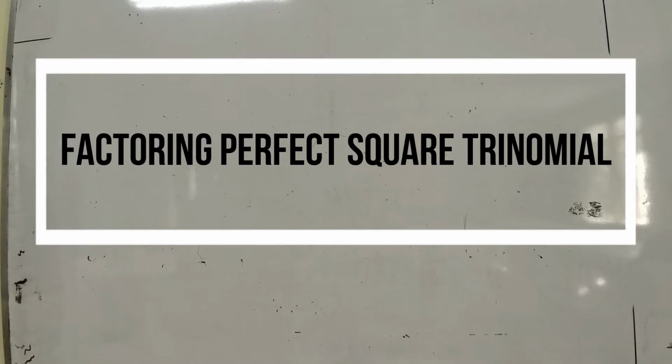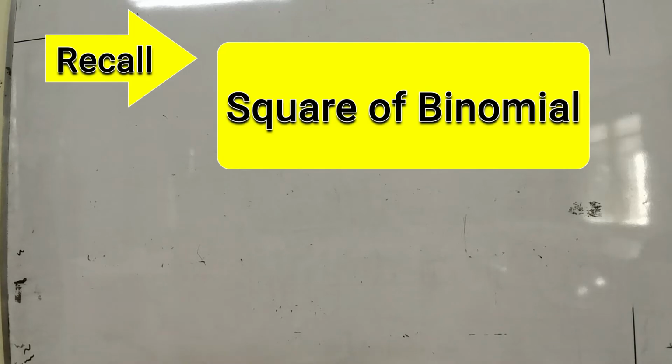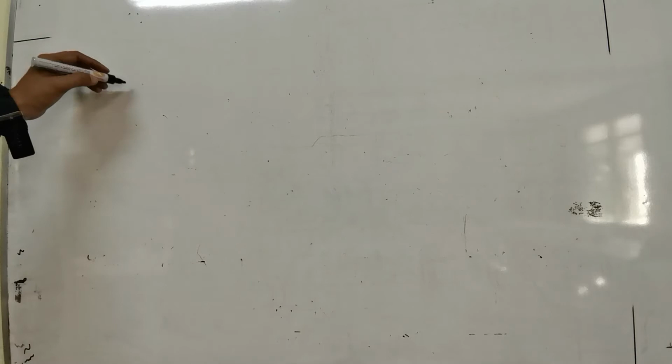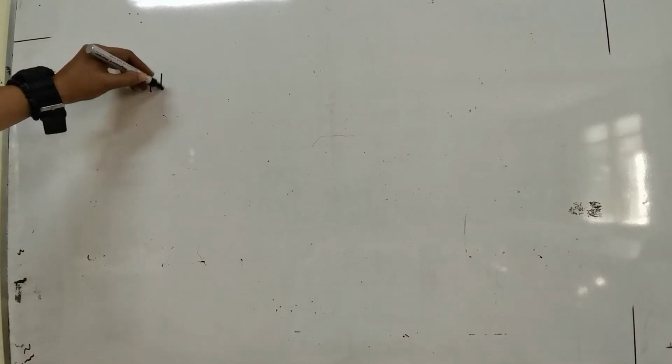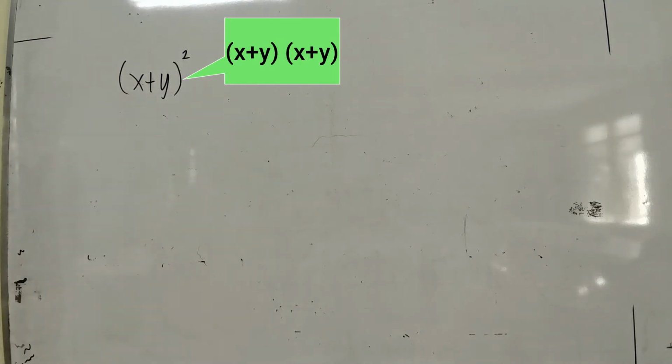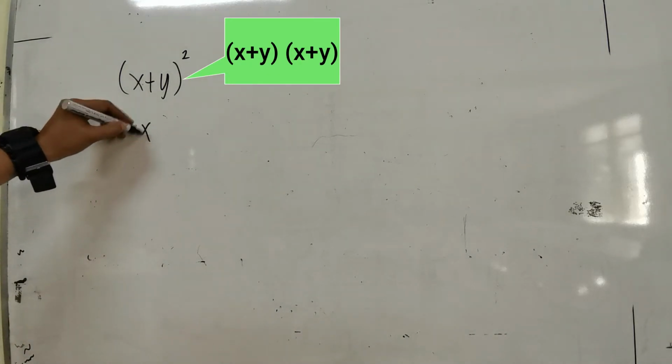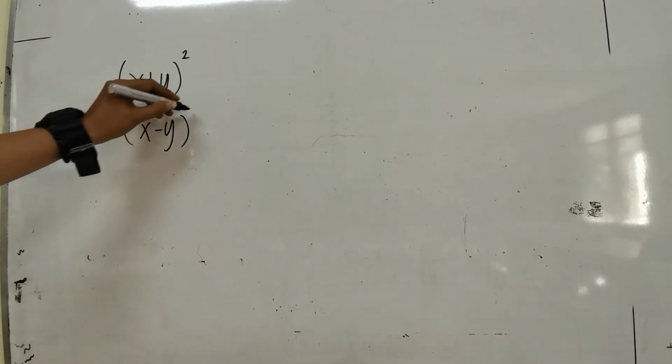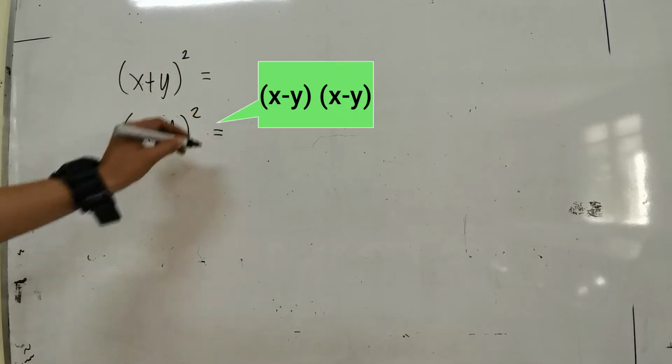Before we factor perfect square trinomial, i-recall muna natin yung square of binomial. Then, i-relate natin bakit kailangan natin siyang i-recall. I will show you again the pattern for squaring a binomial. So we have x plus y squared or x plus y times x plus y. Then we have x minus y squared.